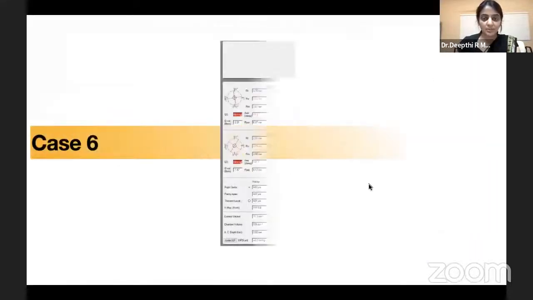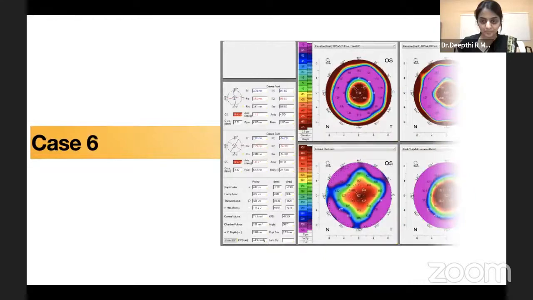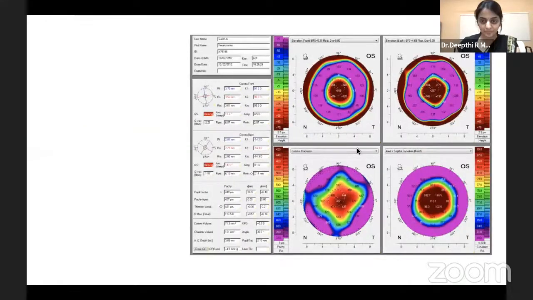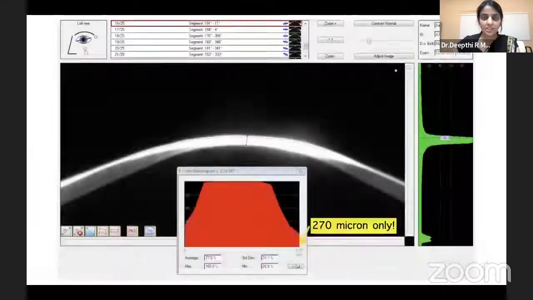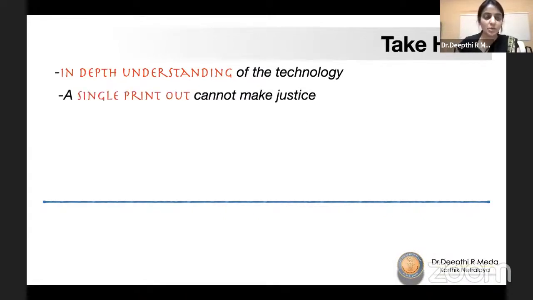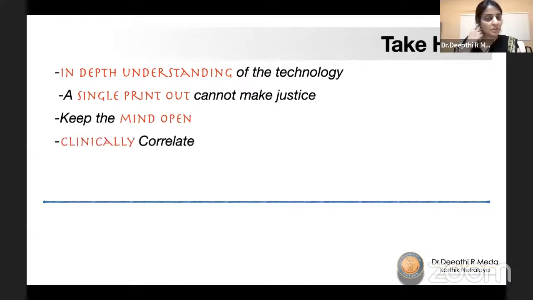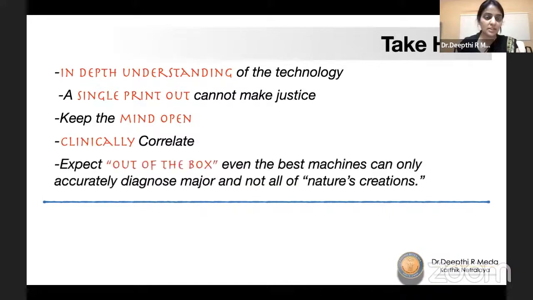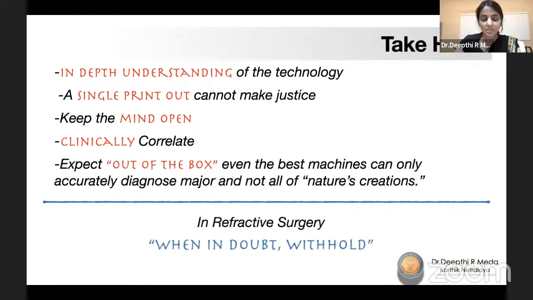So I think I'll skip this one last case, and my take-home message would be, yes, the indices are extremely important. Anything abnormal we'll have to see, but I think it's equally important whatever machine we use, understand it in depth. Don't go by a single printout. There's so much more every machine can offer. Keep your mind open. There's always this out of the box, and always clinically correlate. And in refractive surgery, the mantra is always, if you have any doubt, one parameter, I would say wait, hold on, reassess after a few months, and then take a decision.